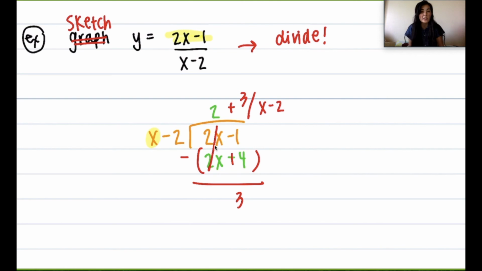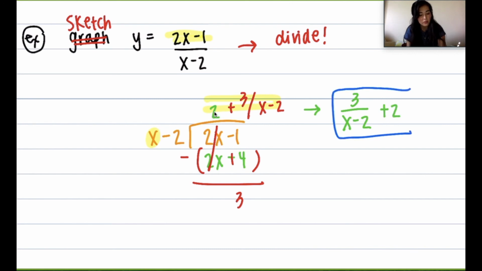You're looking at this and you're like, Miss K, that doesn't really help me. Let me rewrite this for you right now. So we're going to take our final answer here, and let's shift it. I'm going to rewrite it so that the fraction is first, though. 3 over x minus 2. And then I have this plus 2 here, this positive 2. Hopefully that looks familiar.